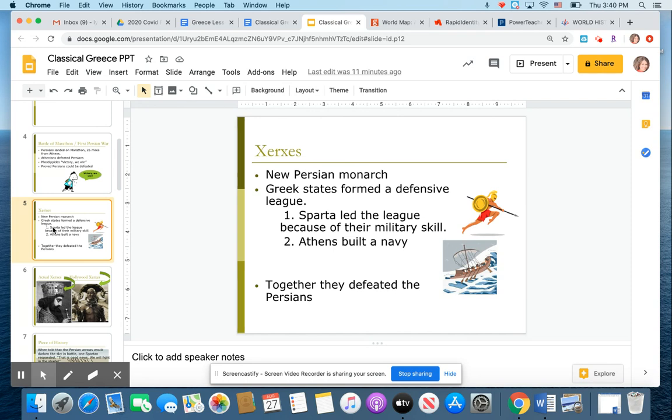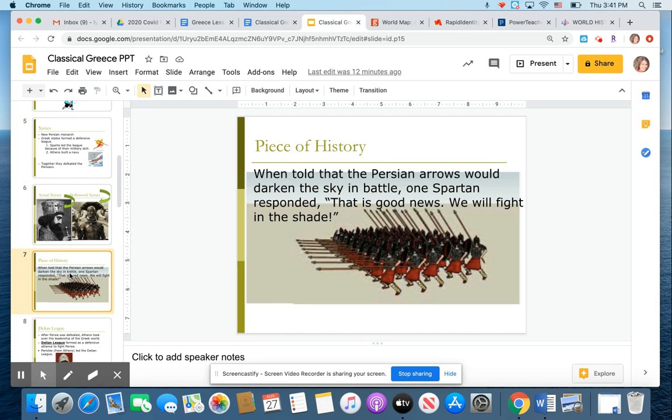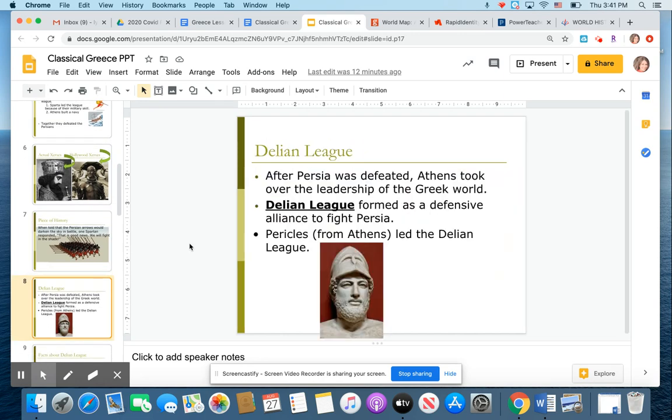So their military was just, no one could beat them. They were so fabulous with hand-to-hand combat. Athens obviously builds the navy because that's what they are good at. And together with Sparta's military skills and Athens' navy, they defeat the Persians yet again. Okay, we'll skip that. Because they defeated the Persians again, they decided to keep their alliance and be an alliance of a military just in case Persia came back for a third time.